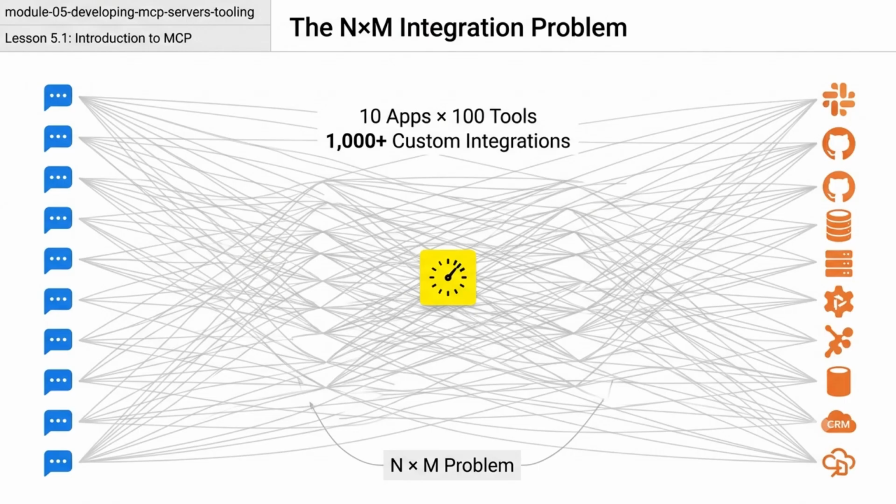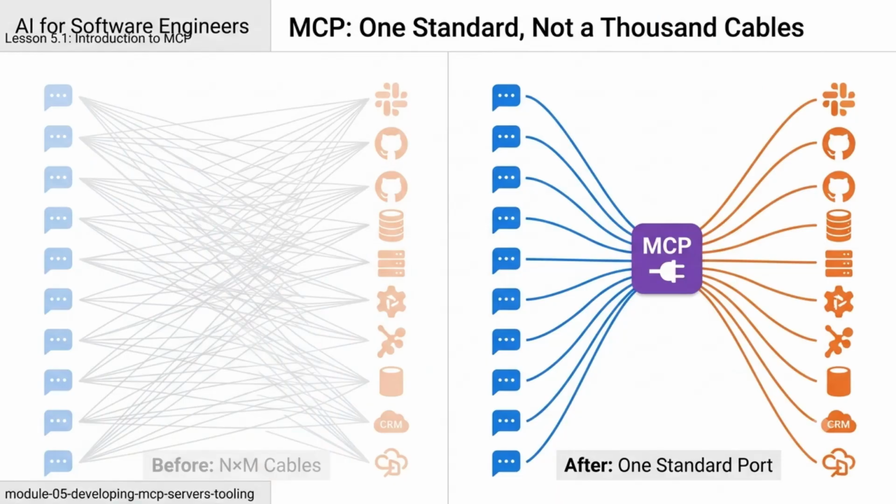So in November of 2024, Anthropic released something to fix that. They called it the Model Context Protocol, or MCP for short. And what I mean by fix that is, instead of 1,000 custom connectors, you build one standard interface. Your tool speaks MCP just once, and it becomes accessible to any AI system that also speaks MCP.